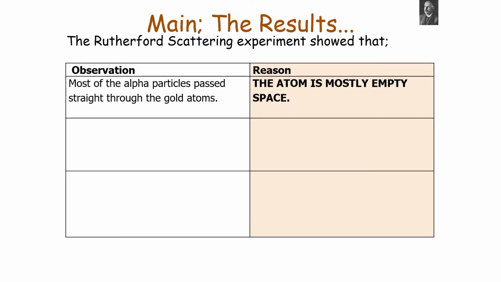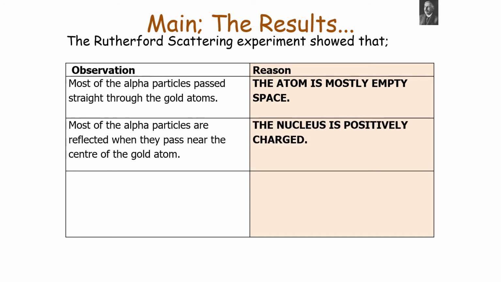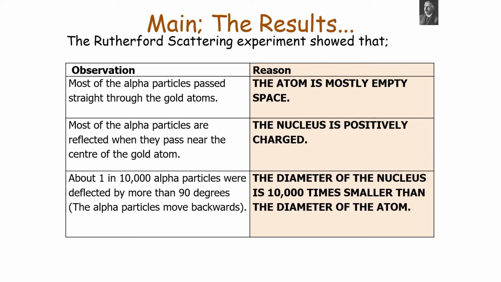So Rutherford's scattering experiment showed us that most of the alpha particles pass straight through the gold atom. What's the reason for this? The atom is mostly empty space. Some of the alpha particles are deflected when they pass near the centre of the gold atom. So the reason for this is there must be in the centre of the atom a positively charged nucleus. Now about 1 in 10,000 alpha particles are deflected by more than 90 degrees.